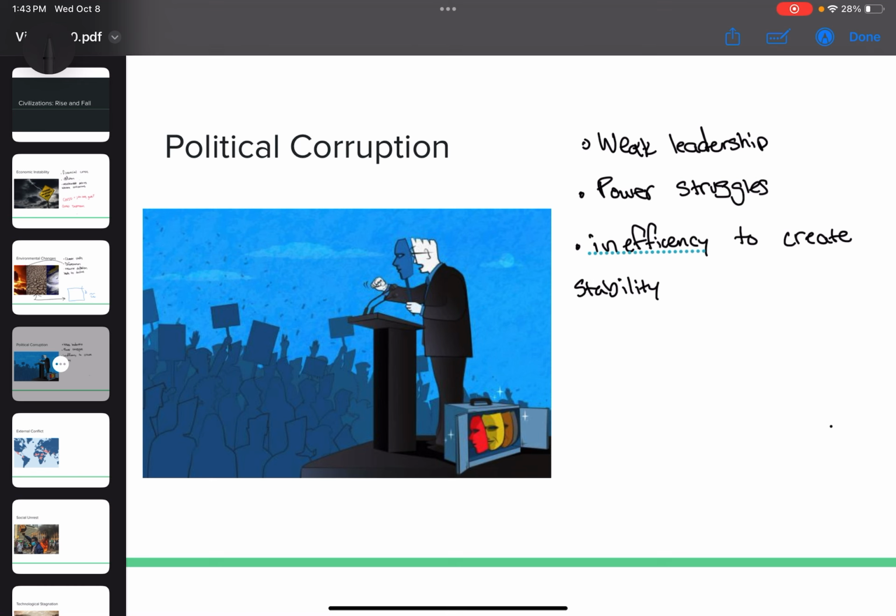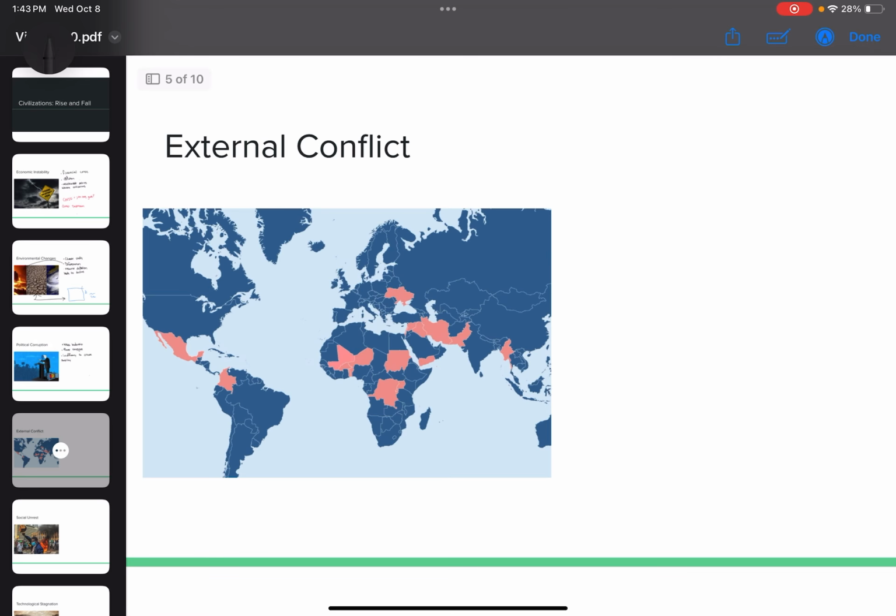Again, I want you to do the same thing you did with environmental. Add a note on the side in that margin. What are two examples that you can think of today that relate to political corruption when you're thinking about the fall of a society?